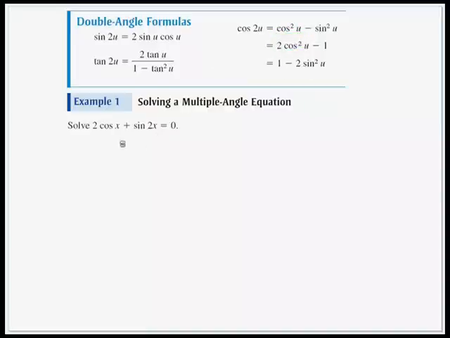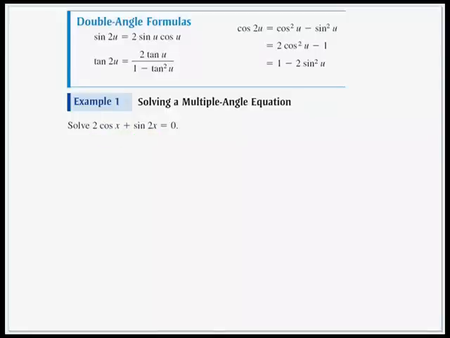So let's see where we would use these. In example 1, it says solve a multiple angle equation. Solve 2 cos of x plus sine 2x equals 0. Now this looks kind of similar to stuff we've seen before. We've got a couple of trig functions we're adding or subtracting, and it's set equal to 0. The usual strategy there is to factor the equation and then set each factor equal to 0. But right now there's nothing we can do with this. We can't factor it at all without our new formulas.